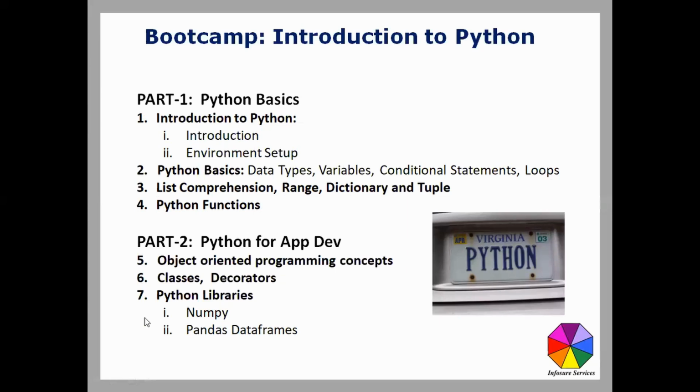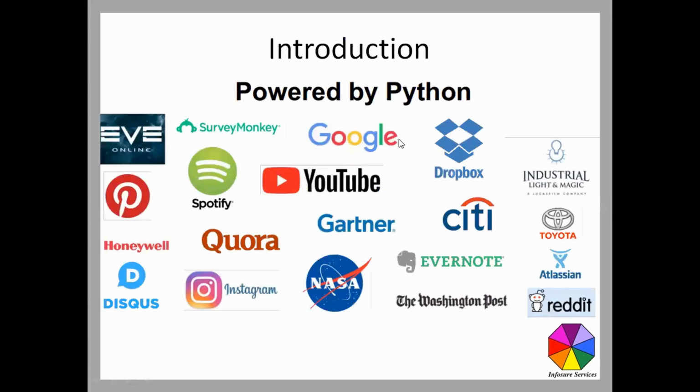In the second part, or in the following module, we will have object-oriented concepts. We'll look at classes, decorators. These are object-oriented programming concepts. We'll see what object-oriented programming means. And then some of the Python libraries. So this is just the coverage of what we're going to start with.